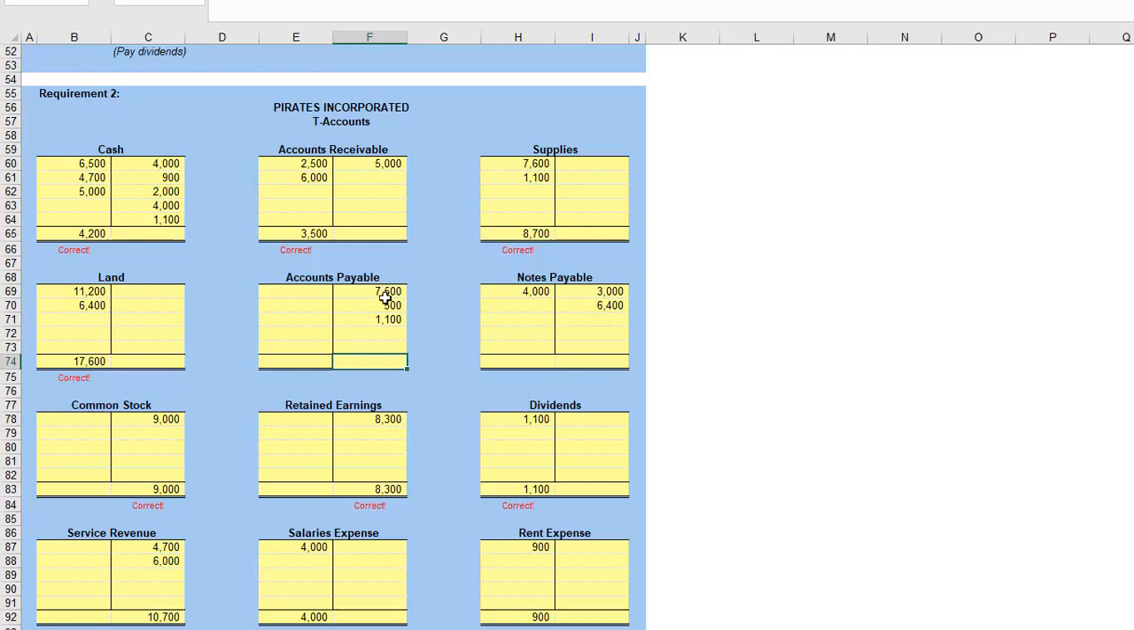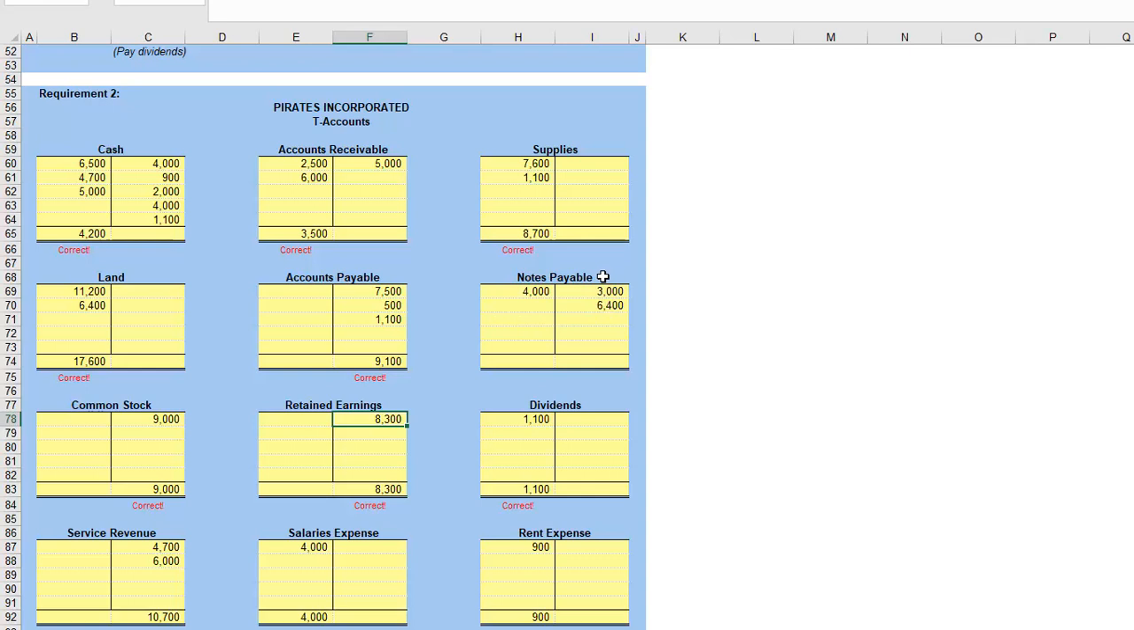Accounts payable, as we can see, are on the right-hand side, the credit side. This is our first liability. So let's go ahead and calculate our current liability. All right, so that's what we're going to owe right now at the end of the period, $9,100. Notes payable, all right, we've got things happening on both sides.